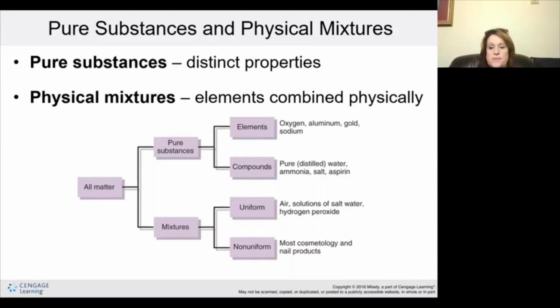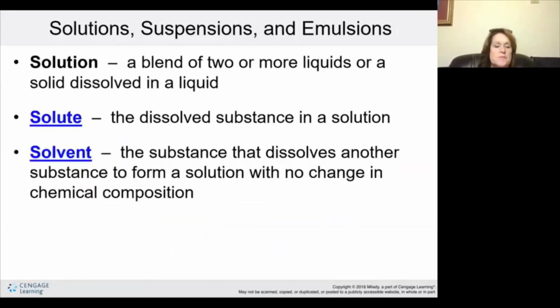Physical mixtures. Physical combination of matter is in any proportion. The properties of a physical mixture are the combined properties of the substances in that mixture. Salt water is a physical mixture of salt and water in any proportion. It's salt water. That's a physical mixture. Solutions, suspensions, and emulsions are all physical mixtures.